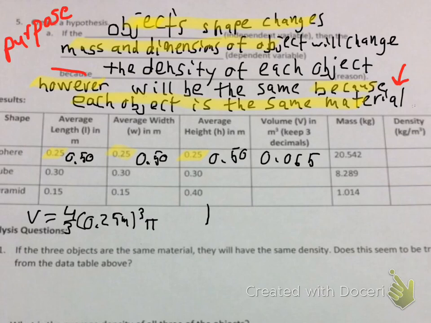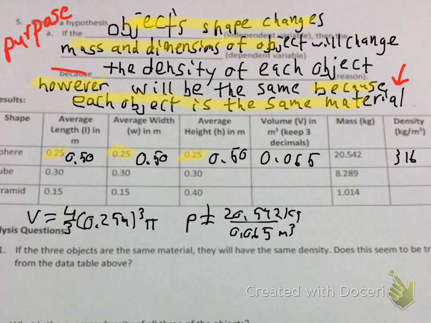Okay. So if I know the mass and I know the volume, the density is going to be that 20.542 number divided by 0.065 meters cubed. That gets us 316 kilograms per meter cubed.